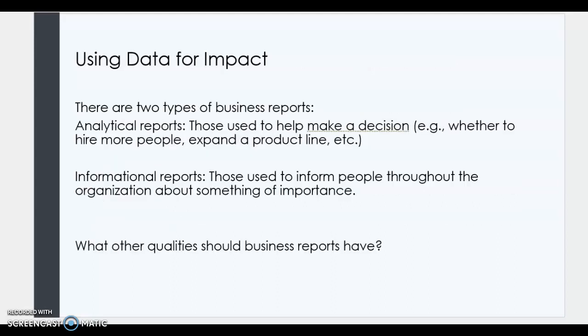Using data for impact. There are two types of business reports: analytical reports, those that help make a decision whether to hire more people or expand a product line, and informational reports that are used to inform people throughout the organization about something of importance. What other qualities should business reports have?